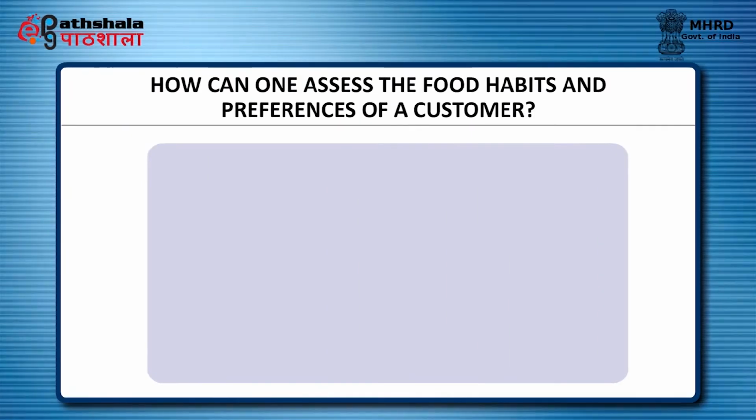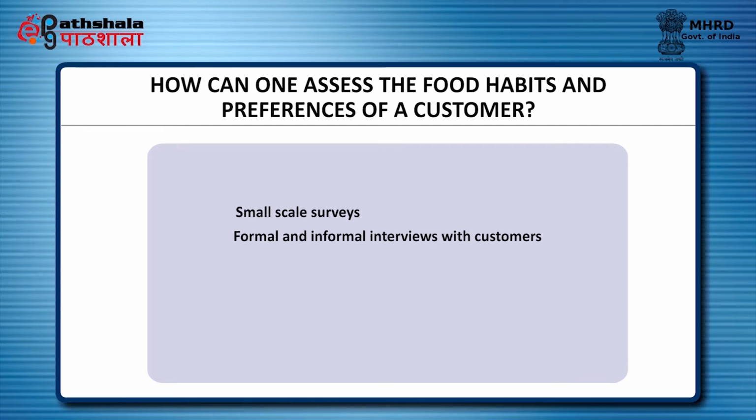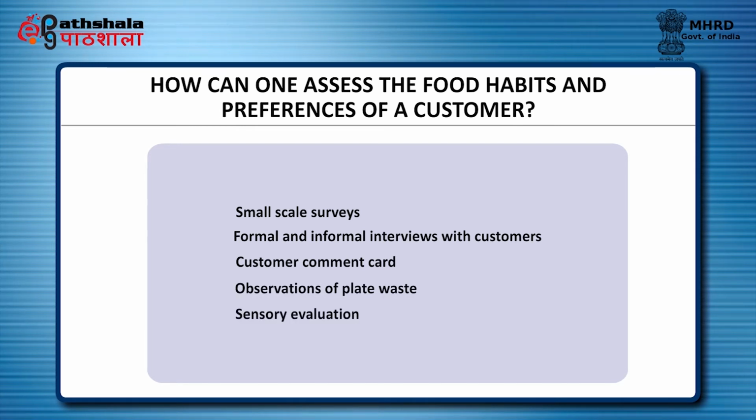For example, the consumption of pork and beef is not appreciated in certain communities, and this has to be taken into account while the menu is planned. Now, how can one assess the food habits and preferences of a customer? Well, a preliminary analysis like small scale surveys, formal and informal interviews with customers, customer comment cards, observations of plate waste and sensory evaluation can help to collect information on food preferences.